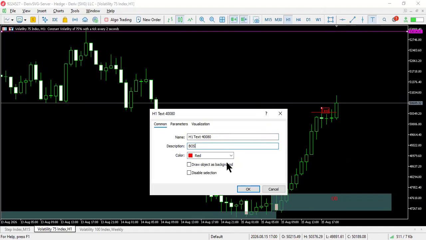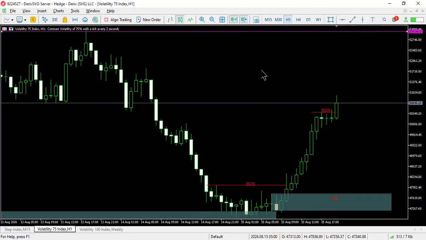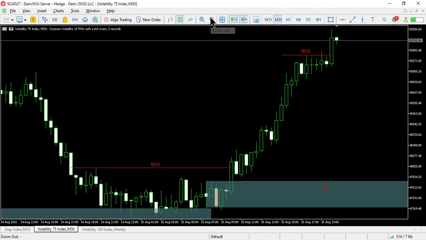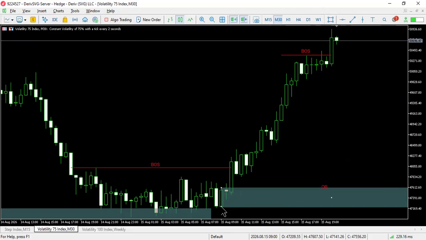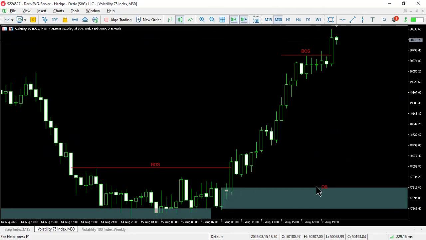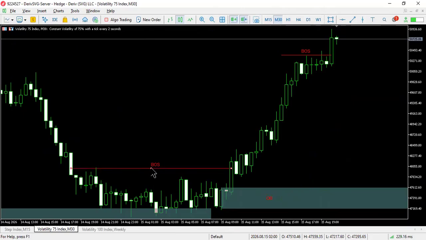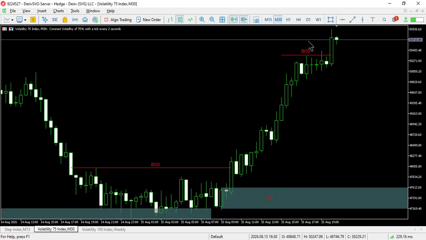So we have that break of structure. Moving over to the M30. From M30, our order block will now be at that level. That is our break of structure. And then we have these order blocks that price left behind as it was moving up.